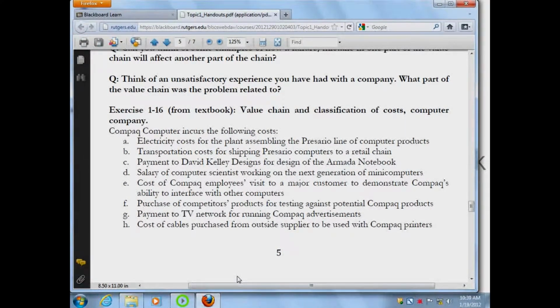This is a marketing cost. And the last one, the cost of cables purchased from outside suppliers to be used with Compaq printers.